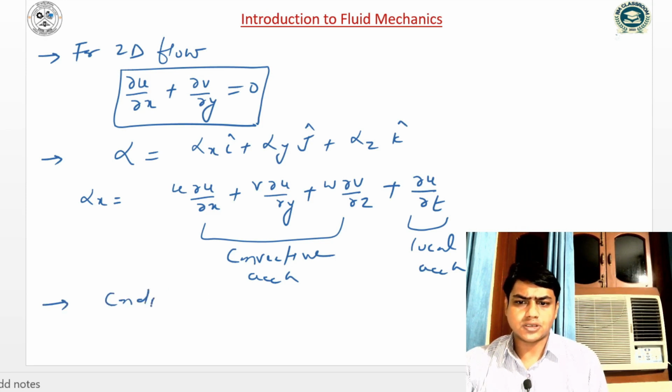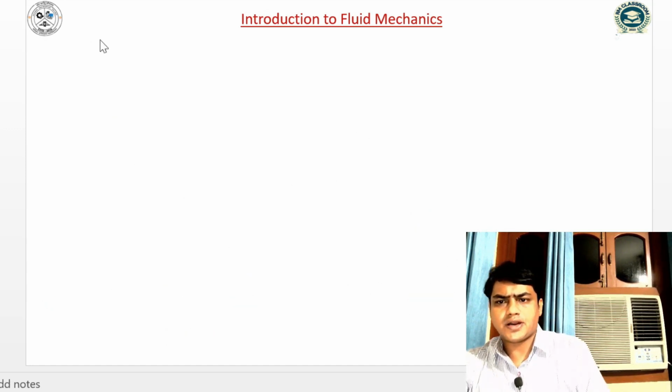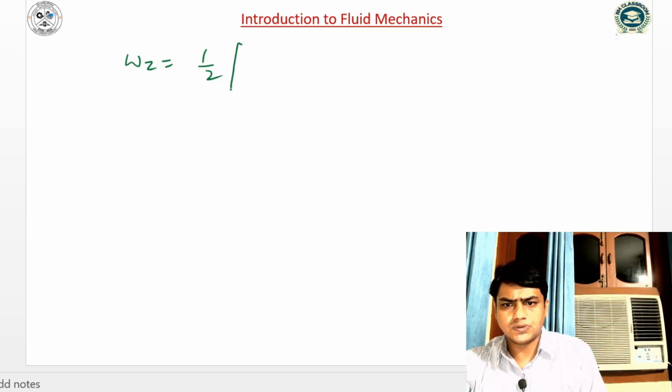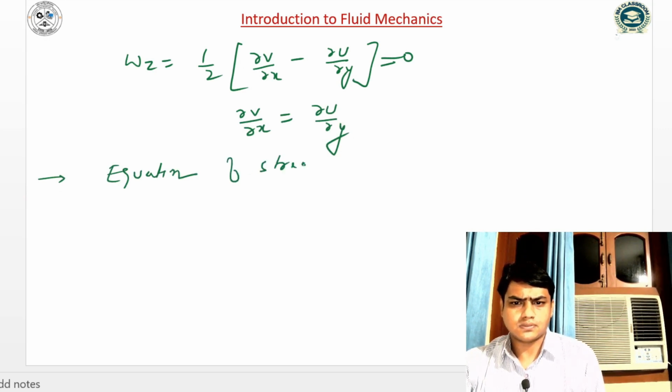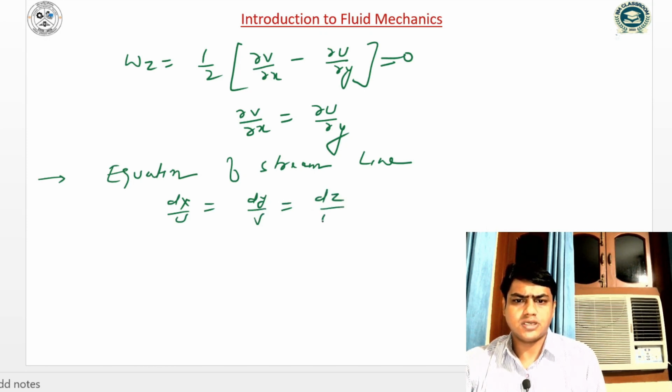Similarly, the condition for irrotational flow is that omega z should be equal to 0, and if I write the value of omega z, that is 1 by 2 into del v by del x minus del u by del y is equal to 0. So we can write del v by del x is equal to del u by del y. And the equation of streamline is dx by u is equal to dy by v is equal to dz by w.